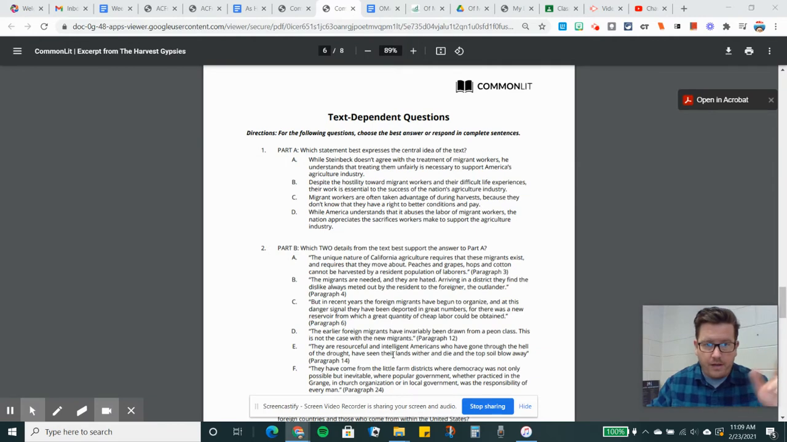Okay, so part A for number one. Which statement best expresses the central idea of the text? So we're taking the whole text into account here. What do you think the main idea of the text is? What's the main purpose, the central idea, big theme, that kind of stuff? Now, for part B, you got to pick two of those, two details to support the answer that you chose to part A. So the goal here is to correctly identify the theme of the entire text, and then pick which two supports you think are most relevant to that particular theme.